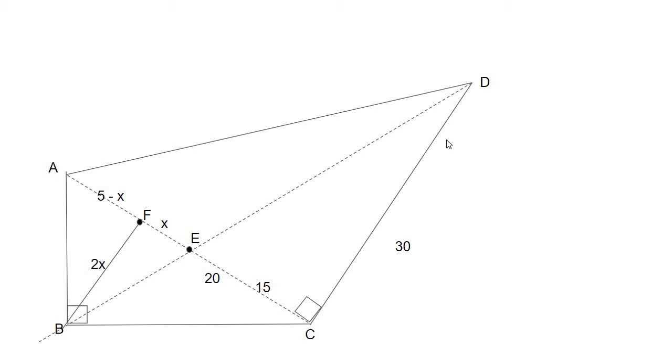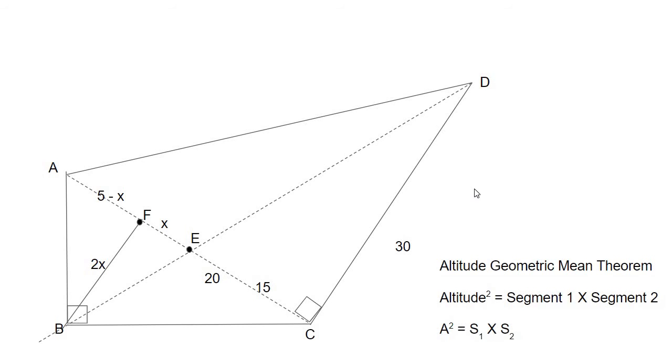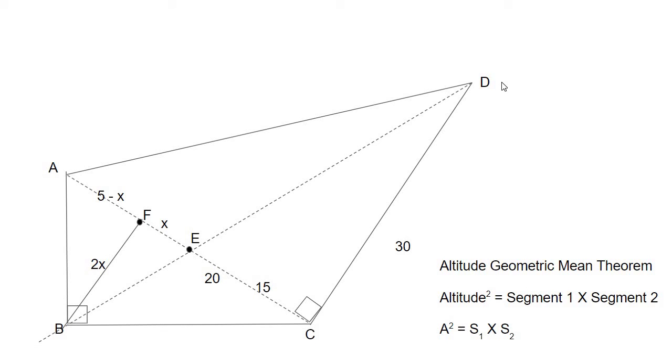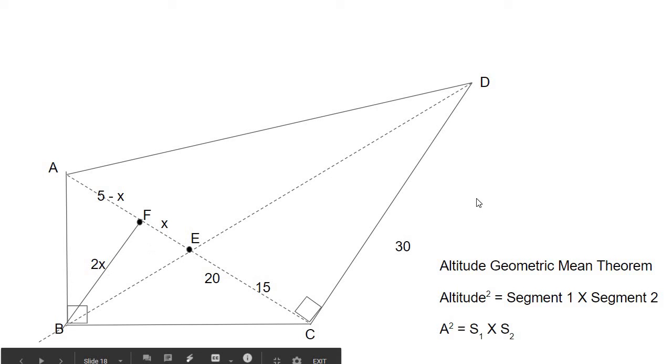Now, before we continue on to the next part, there is an important theorem you need to know. The theorem is called the altitude geometric mean theorem, which is that the altitude of the triangle squared is equal to segment 1 of the hypotenuse times segment 2. Meaning that if you have an altitude of a right triangle and you have the hypotenuse, which is broken down into two segments by the altitude, if you multiply the two segments' values, it will always be equal to the altitude squared. So using this formula in mind, we'll try to solve for x.